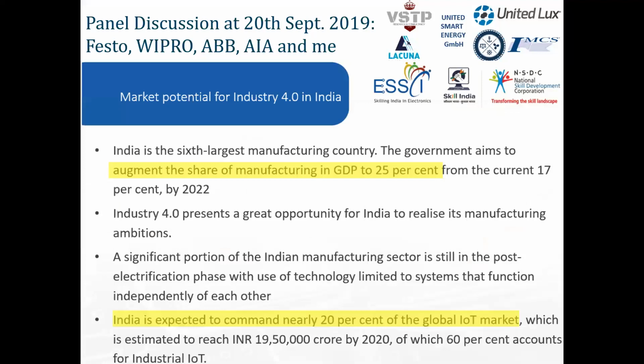They see potential for Industry 4.0 in India, and the government aims to augment the share of manufacturing in the GDP. And as well, India is expected to command nearly 20% of the global IoT. This is what your government somehow aims for. So you see that India is doing a lot. They can grow more jobs in manufacturing, but as well, upskilling is required.